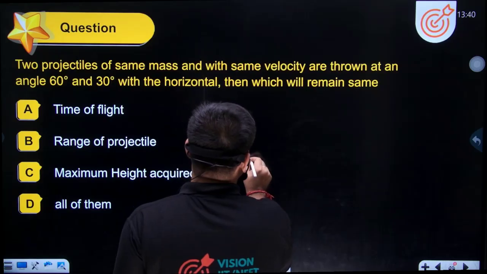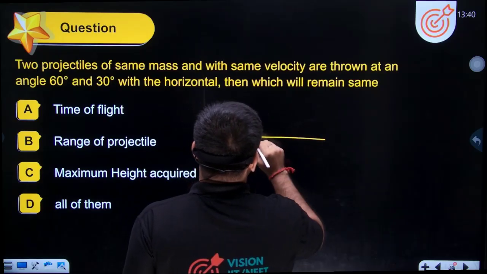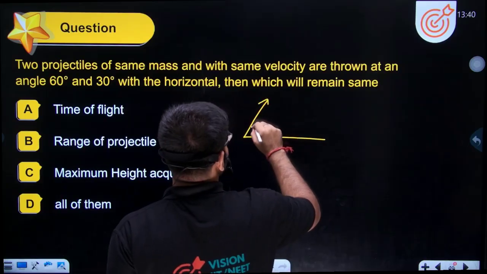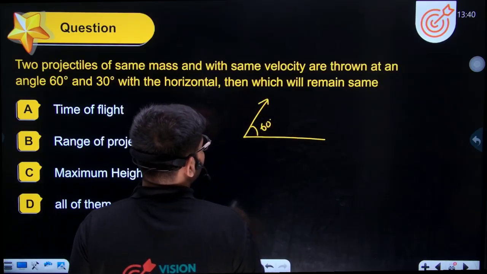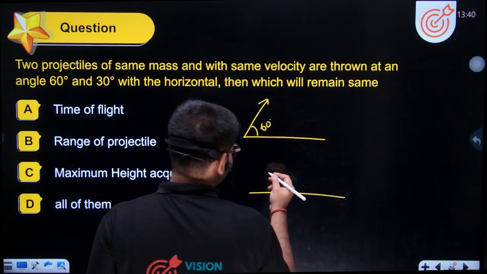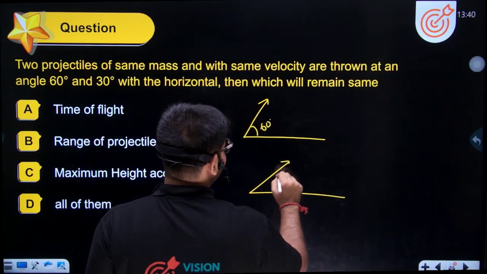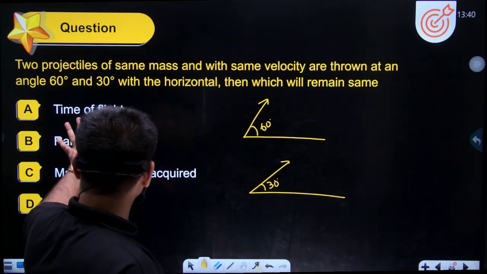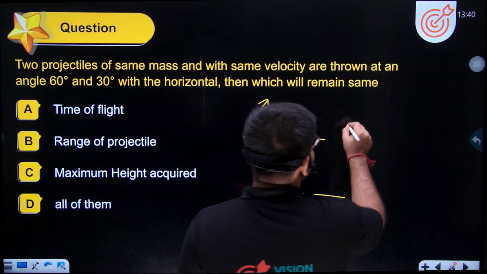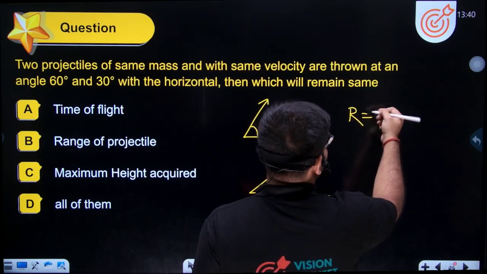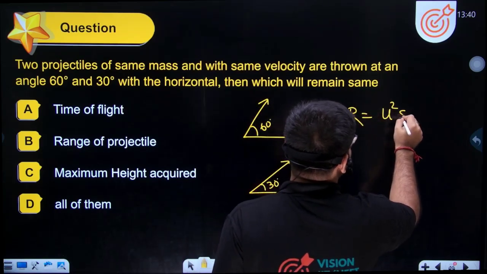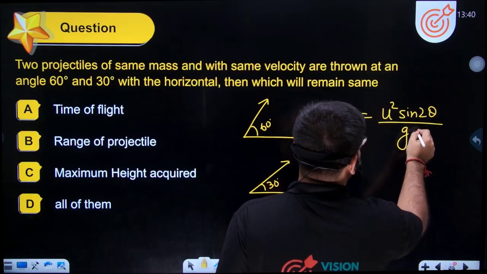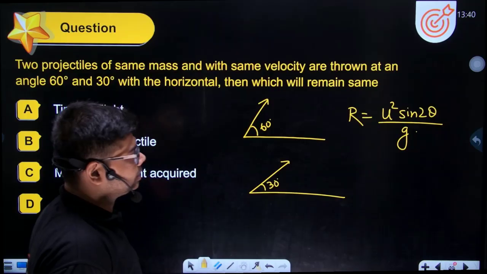So we have a projectile like this, which is thrown at an angle of 60 degree. Suppose this is 60 degree. We have another projectile which is thrown at an angle of 30 degree. Out of all this, if you look at the range equation, it is u square sine 2 theta by g, right? This is the range.